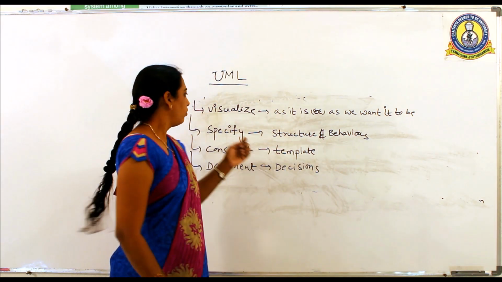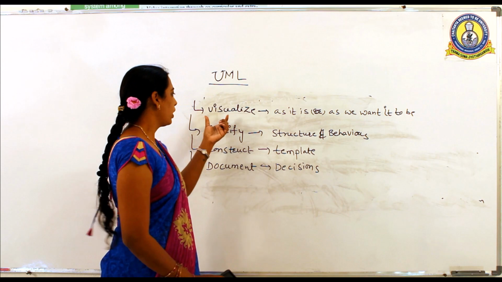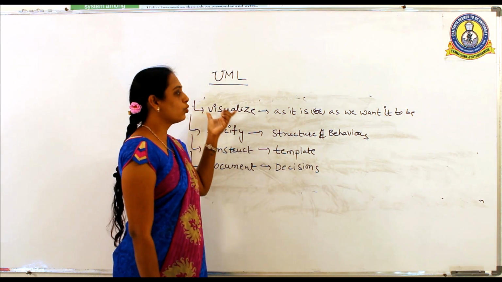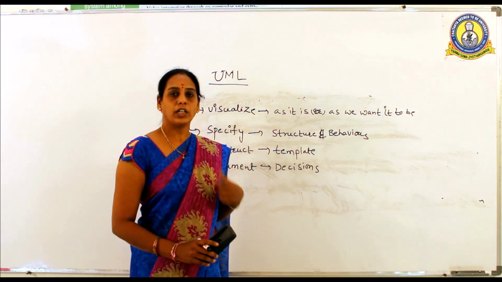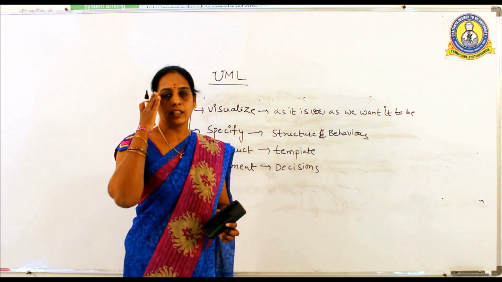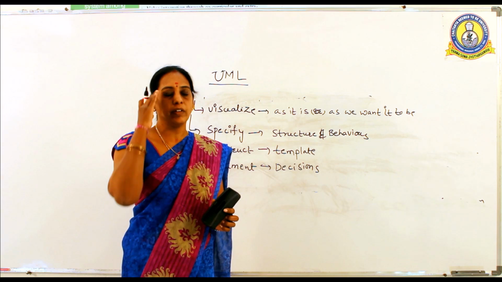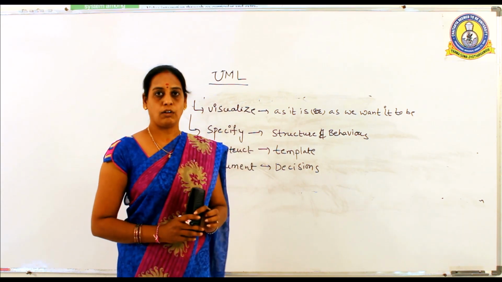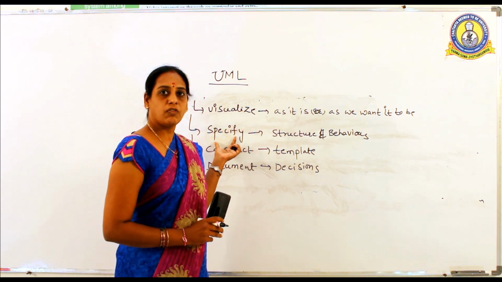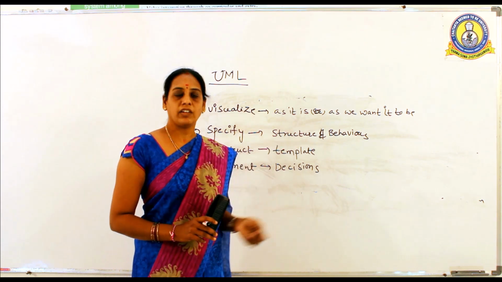So, through the model, we can achieve 4 aims. First one is, models help us to visualize the system as it is or as we want it to be. So, we can visualize the system after constructing the system, how it is going to be. We can visualize those systems with the help of the model.